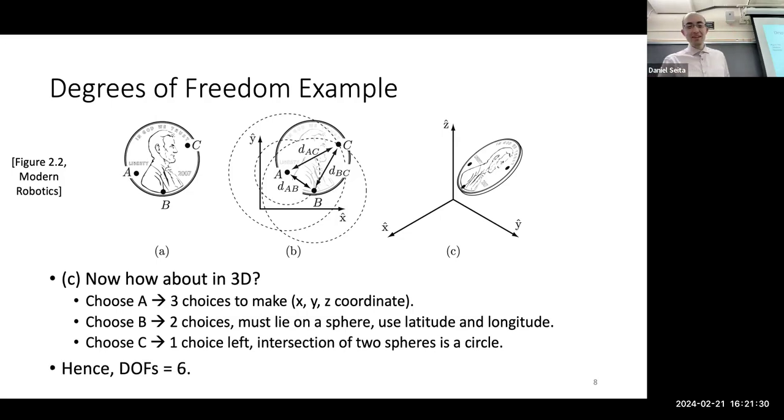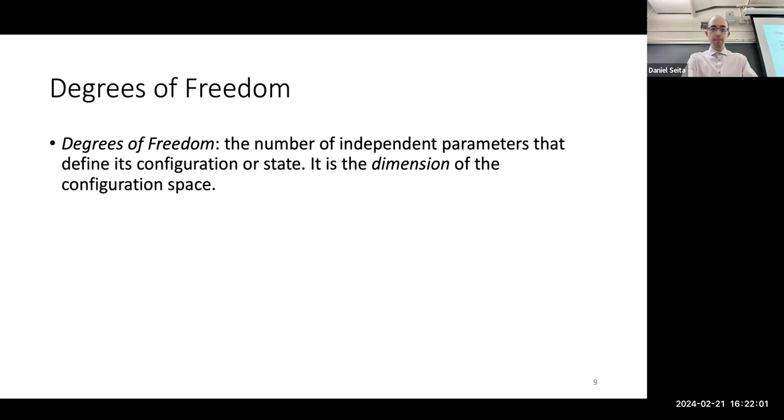And the degrees of freedom of a rigid body in 3D would be 6. So, any questions so far? Yeah. I think understanding rigid bodies matters, because next week when we talk about rigid body transformations, that's a very important part of robotics. So again, degrees of freedom. Oh yeah, question.